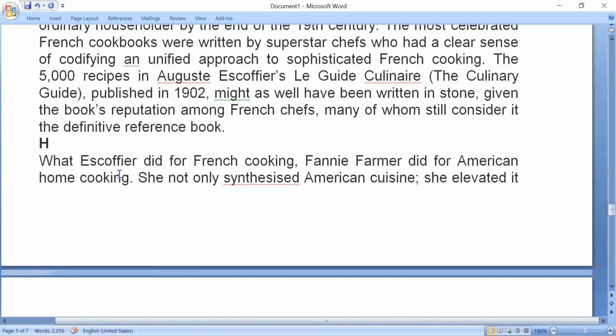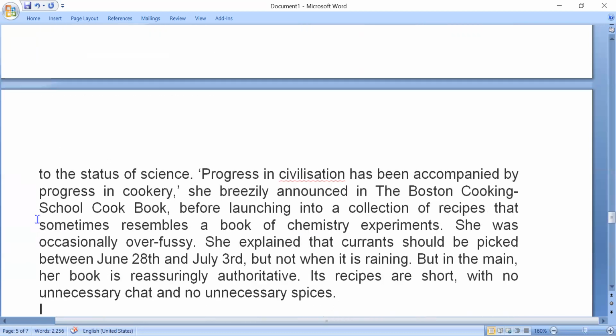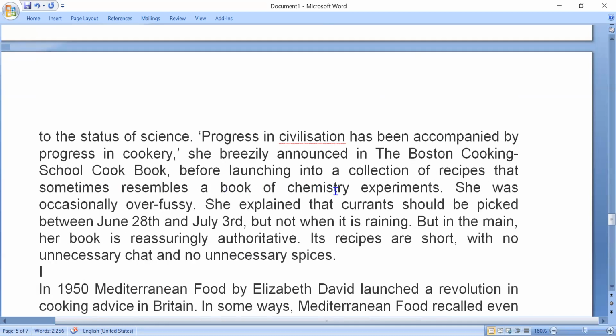What Escoffier did for French cooking, Fannie Farmer did for American home cooking. She not only synthesized American cuisine, she elevated it to the status of science. Progress in civilization has been accompanied by progress in cookery, she breezily announced in the Boston Cooking School Cook Book, before launching into a collection of recipes that sometimes resembles a book of chemistry experiments.